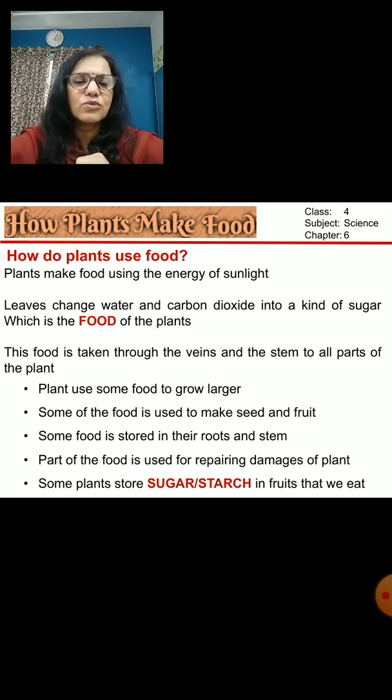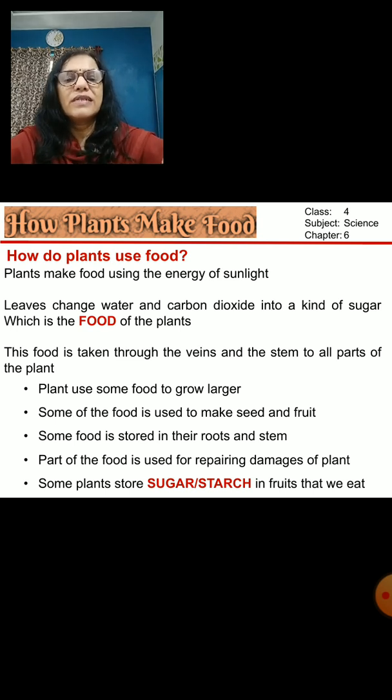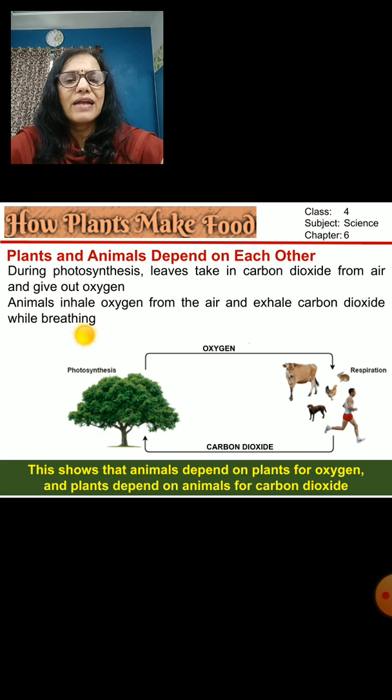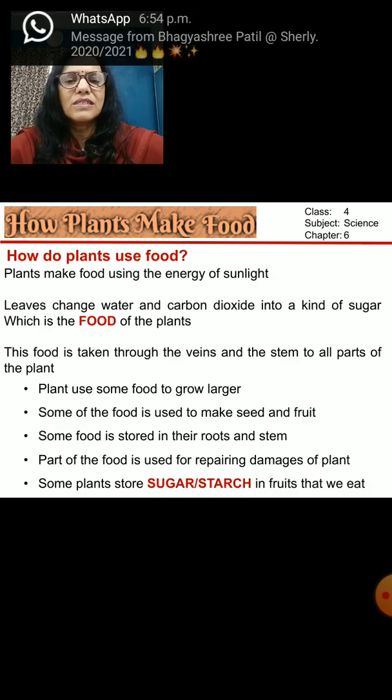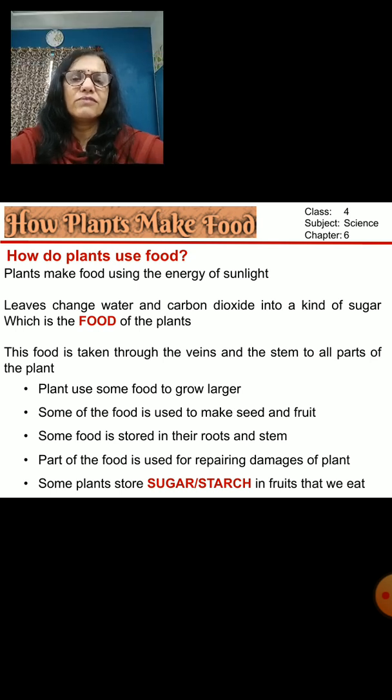Then some plants store sugar or starch in fruits that we eat. So whatever food it is, it gets distributed like this, and we eat the plant products. Whatever plant products we eat, they have the food stored by the plant in them.